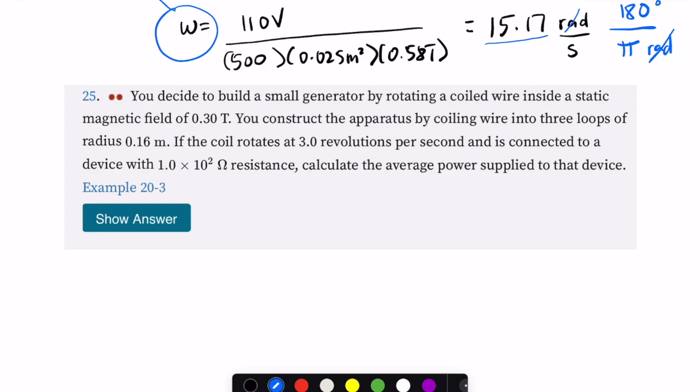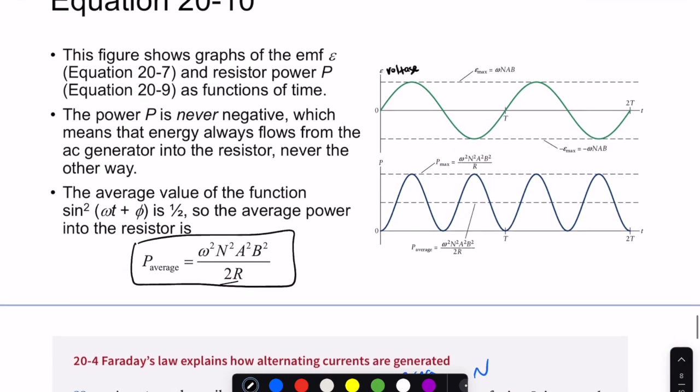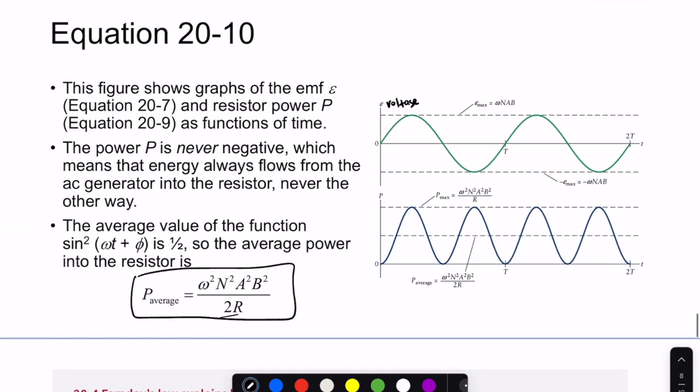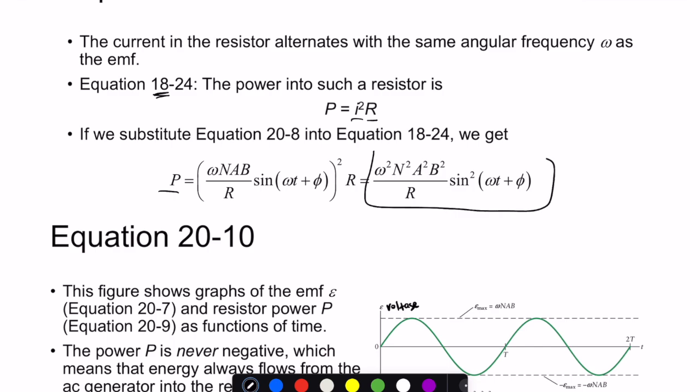If the coil rotates at 3 revolutions per second, and it's connected to a device with 100 ohm resistance, what is the average power? So we're going to need average power. Let's scroll back up. Here we go, here's power, average power. I guess I didn't go over that equation. I went over this one for power.